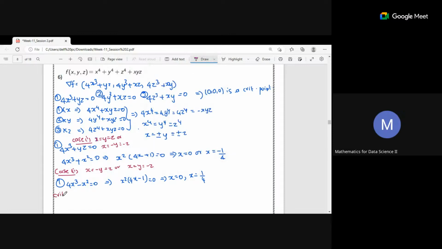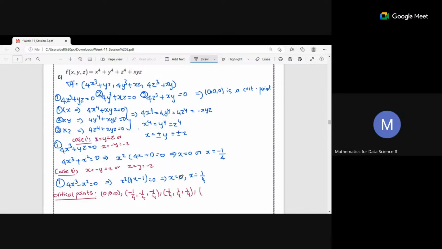So first one, the trivial one, we have written. Apart from that, we have other combinations. Let us write them. 0, 0, 0. Then when x is 0, y is 0, this case is considered. And when x is minus 1 by 4, you have all of them having minus 1 by 4, or these two are having the opposite sign.